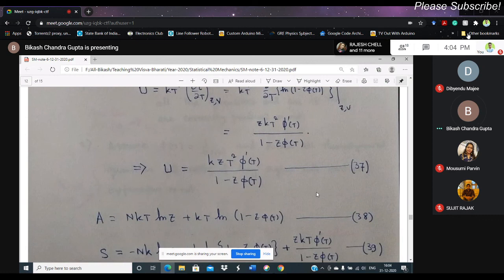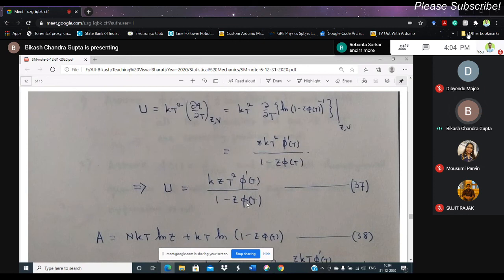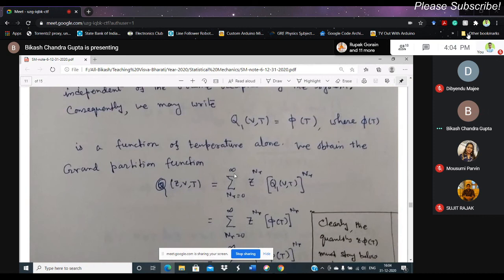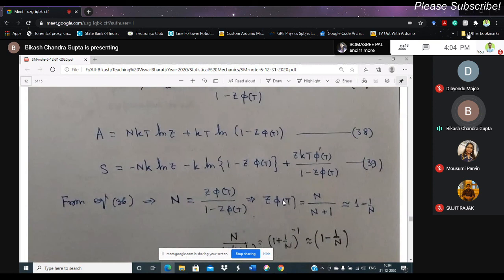Now a, of course, again you just put the value of this one, and eventually you can get, just do these steps by yourself, and a also you get like this, and s you put the values for this system, eventually you will obtain this, and we have stored this in 38 and 39.